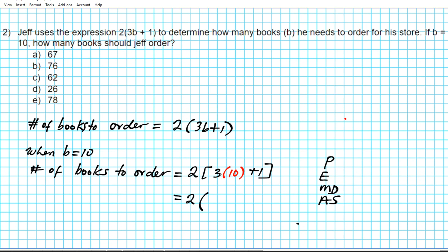So we are going to multiply 3 times 10 first, which is 30, plus 1. Now let's continue with the simplification of the operation in the parentheses. 30 plus 1 is 31. And then when you double that, 2 times 31, you get 62. The answer is option letter C.